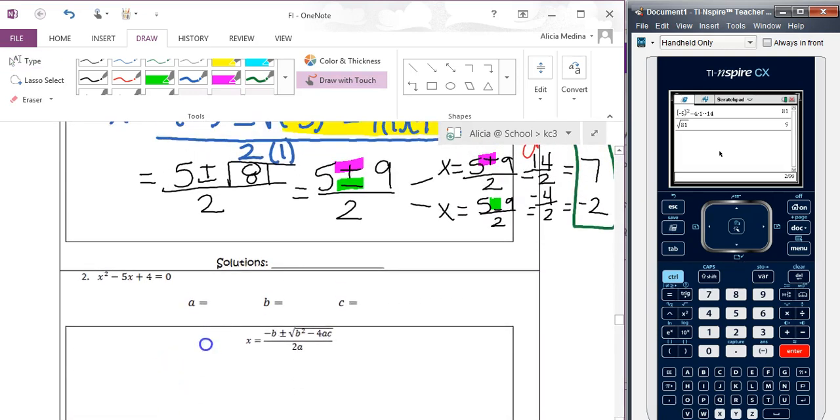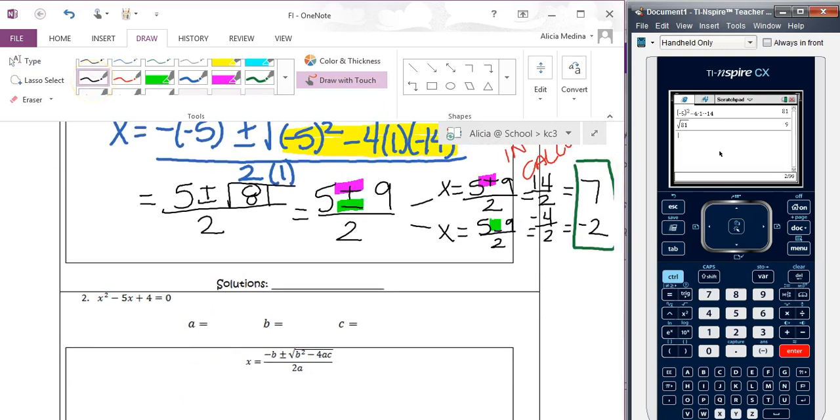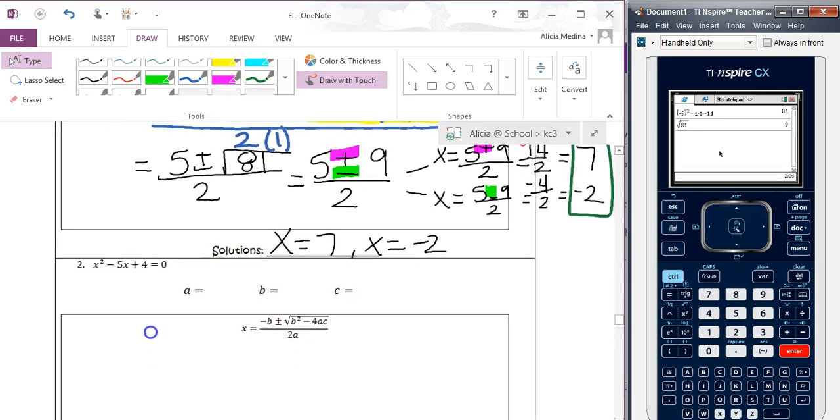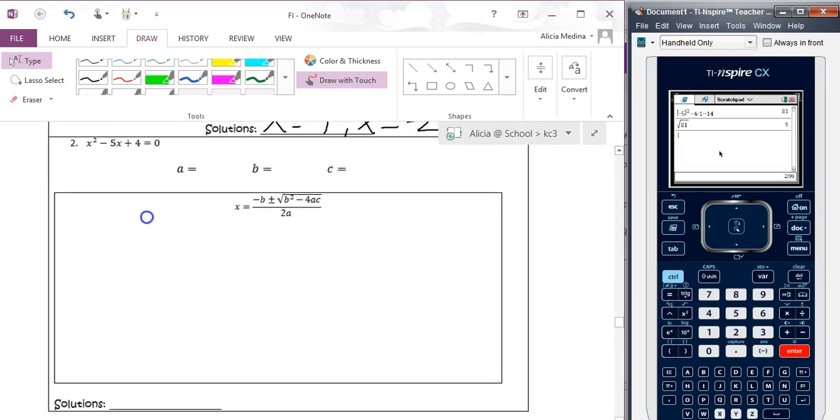Oh, I could write my solutions right here. So x is going to equal 7, and x is going to equal a negative 2. Alright. Number 2. Check to make sure that this is in standard form.